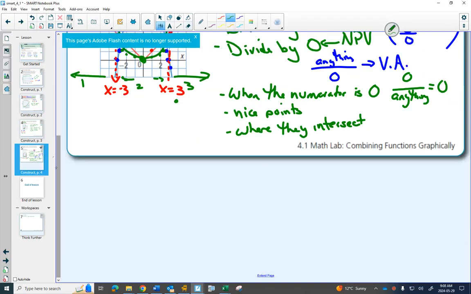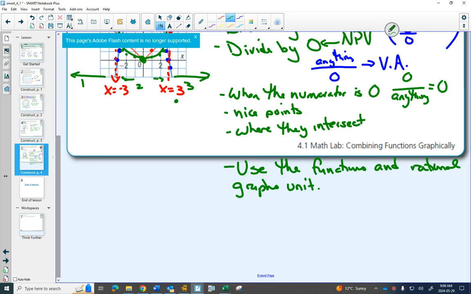Another strategy. Is the dividing one, do you think, the hardest? Because we still have 2 sections we haven't done. This is a good unit because it does review a lot of units that we've done already. Use the functions and the rational graphs unit to figure out what the graph should look like.